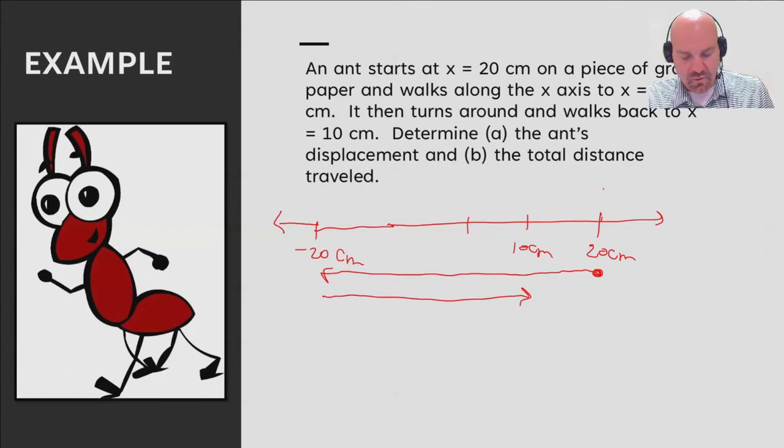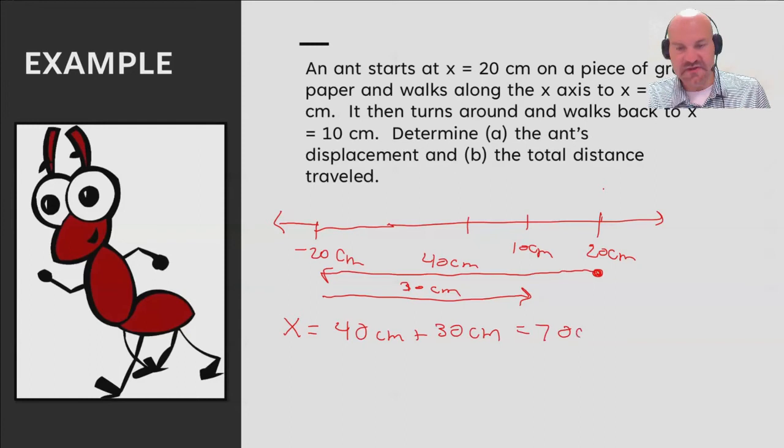So what's his distance traveled? Well, I'm going to go 40 centimeters to the left, and then I'm going to come back 30 centimeters. To find his distance, I just do 40 centimeters plus 30 centimeters, which tells me he walks a distance of 70 centimeters.